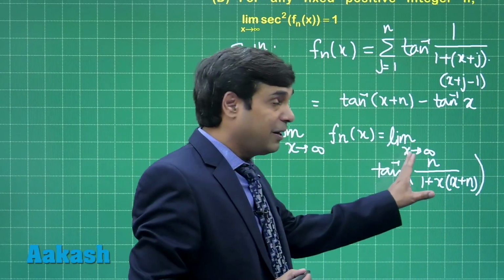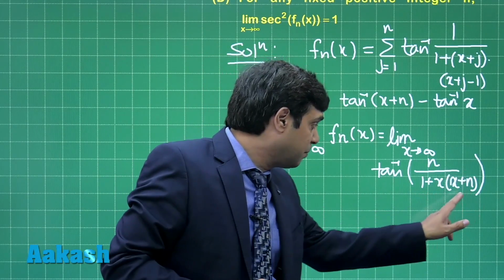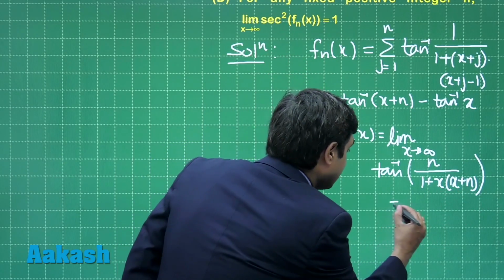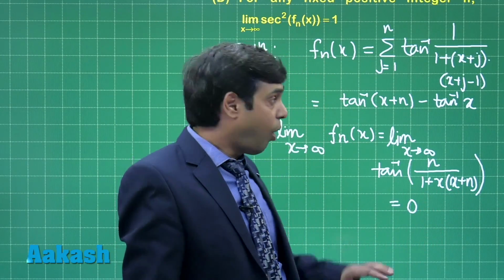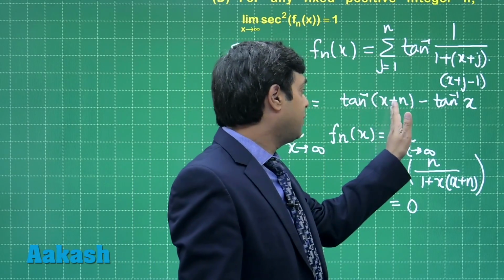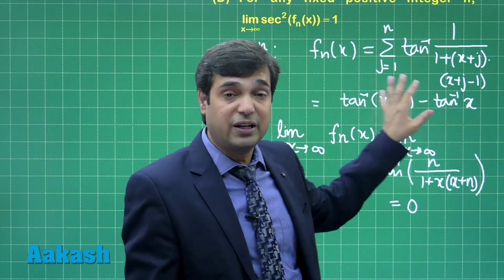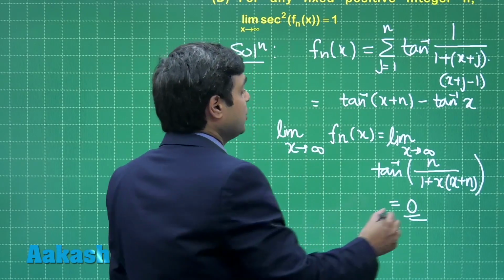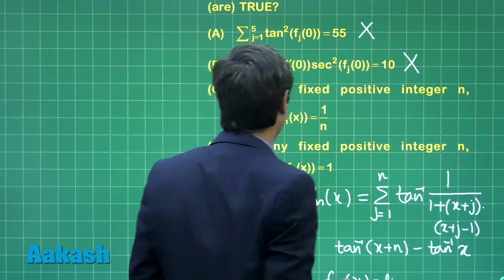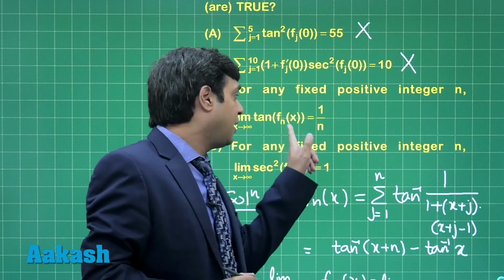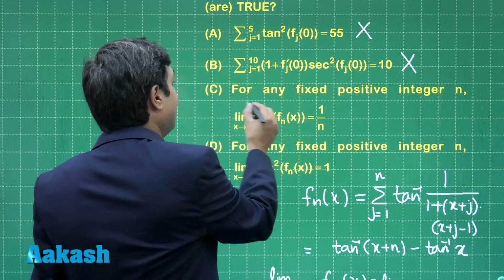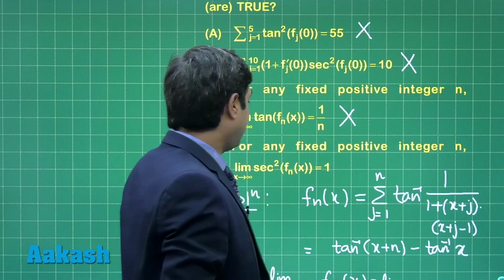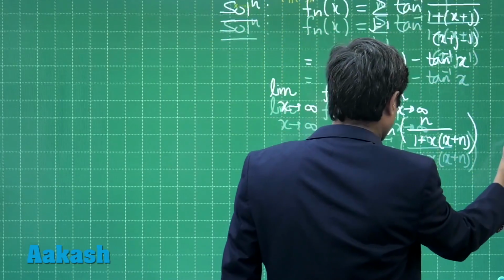Right. Now when we apply limit x approaching to infinity, the denominator approaches infinity, meaning the entire term is approaching 0. So this becomes 0. Alternatively, you can also check from here: tan inverse approaching to infinity minus tan inverse approaching to infinity is going to become pi by 2 minus pi by 2, but here we simply get it directly as 0. So option C, as it was given, limit x approaching to infinity tan fn(x) equals 1 by n, is also not correct.